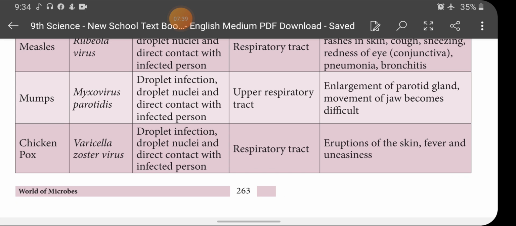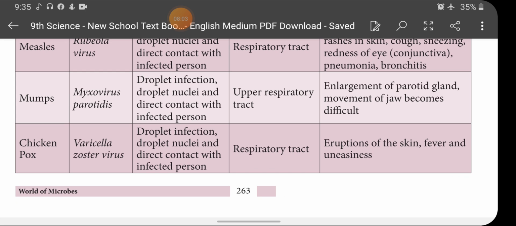Droplet infection, droplet nuclei, direct contact with an infected person. It is like measles only, and the part or organ affected by this disease is the upper respiratory tract, and the symptoms are enlargement of the parotid gland, and movement of the jaws becomes difficult. These are the symptoms of mumps.